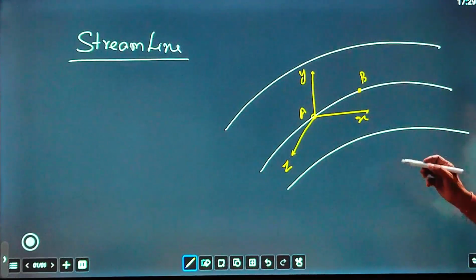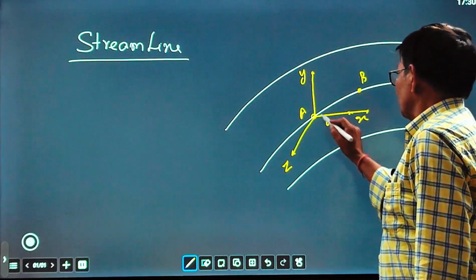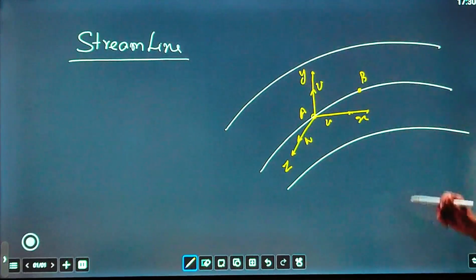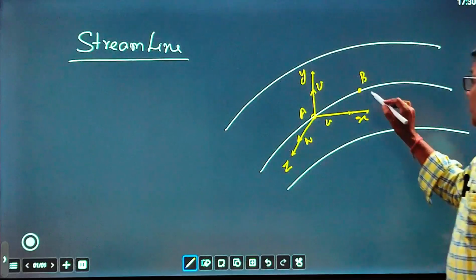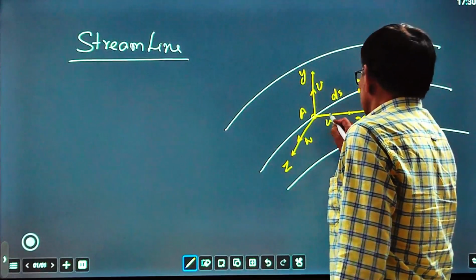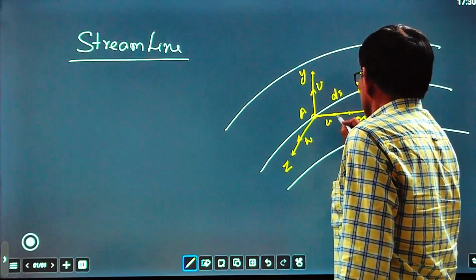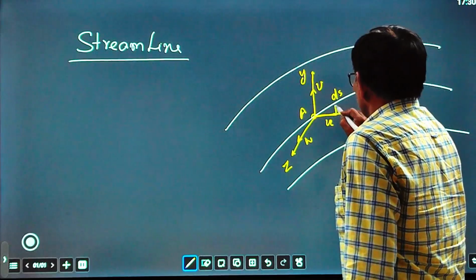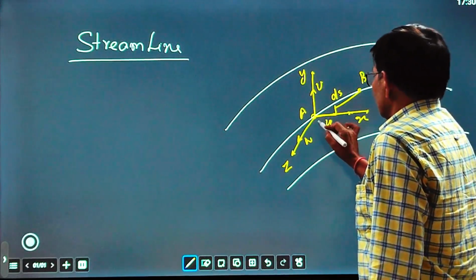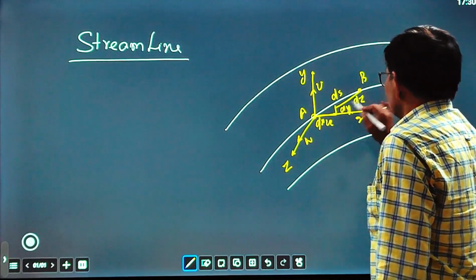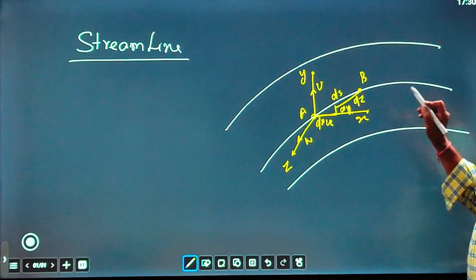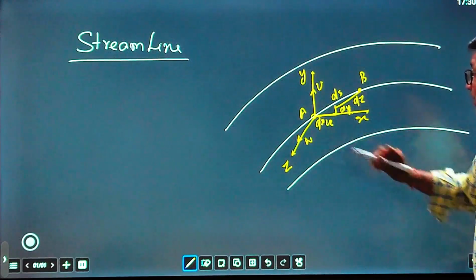Having three velocities along three directions: in this direction velocity u, in this direction velocity v, and in this direction velocity w. These are three velocities along three directions, because this is a three-dimensional flow field, and the particle covers distance ds from A to B. So it covers distance in the x direction with velocity u, in the y direction with velocity v, and in the z direction with velocity w. Three distances are covered: dx, dy and dz.